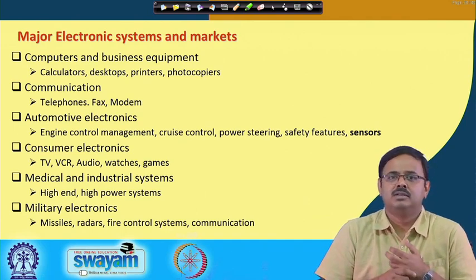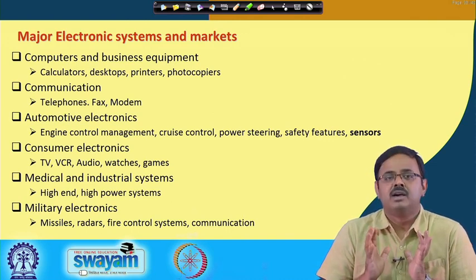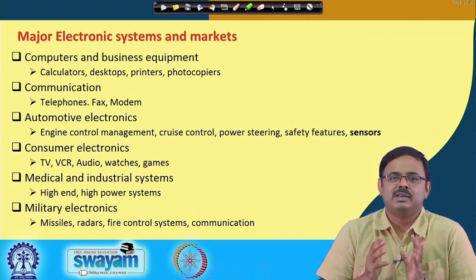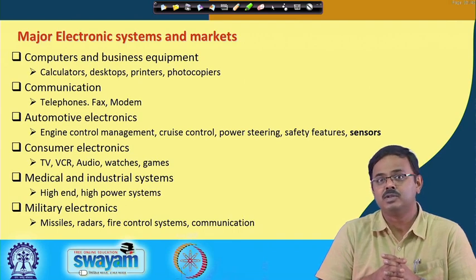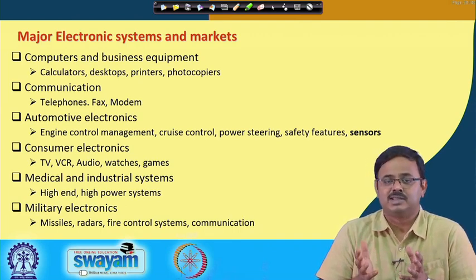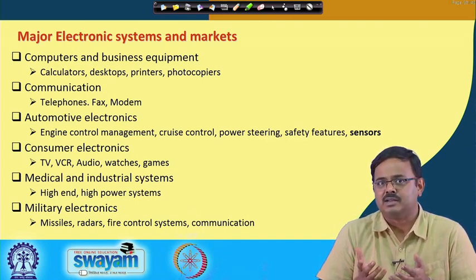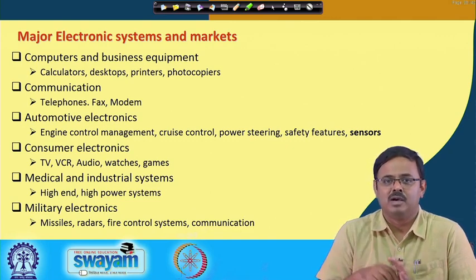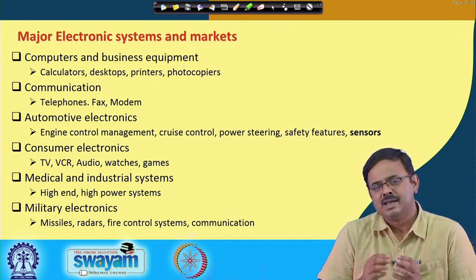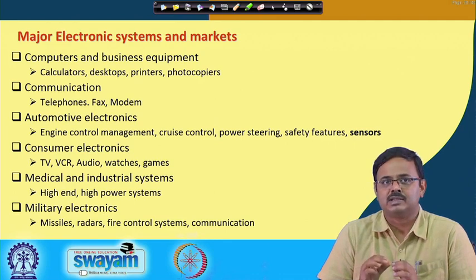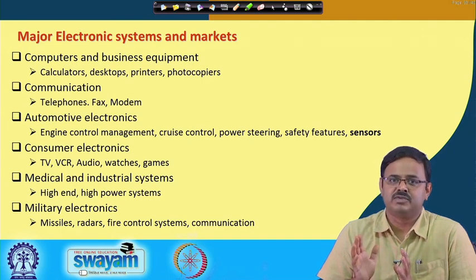And still appreciate the presence of electronics in our lives. Okay. Major electronic systems and markets: computers and business equipment. Calculators, I believe, have now become, well, there are still scientific calculators that our students use here. That is the only thing they can bring to the exam hall. But if you ask me, I do have a calculator, but I hardly use it. If I have to do some calculations, I just take my phone out and use that app. But I've still included calculators because a sizable population still use them. Desktops, printers, photocopiers, laptops, these are all under computers and business equipment.